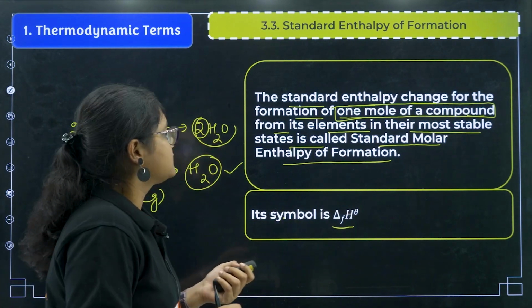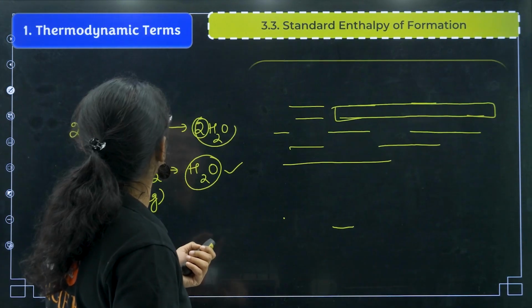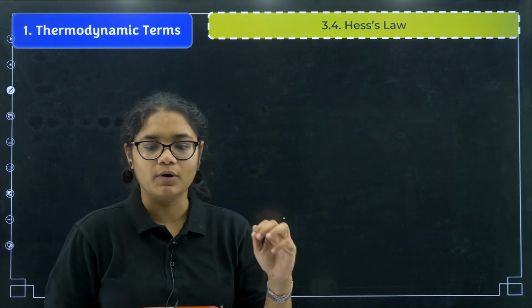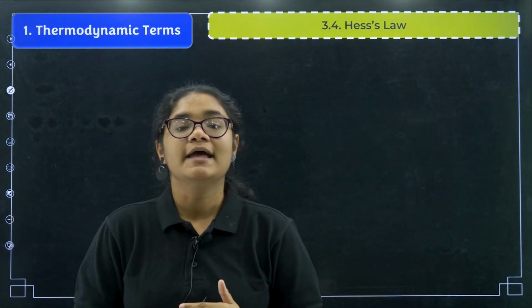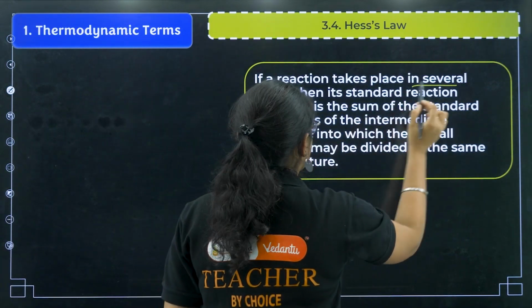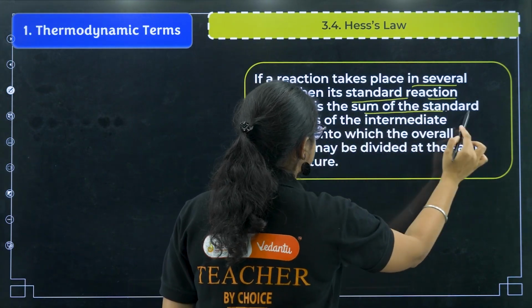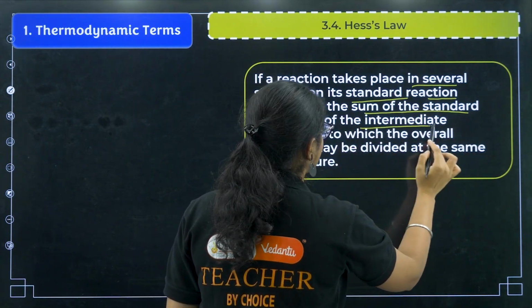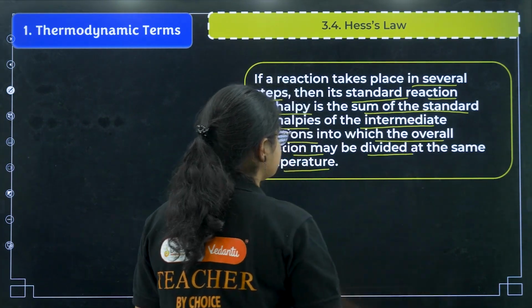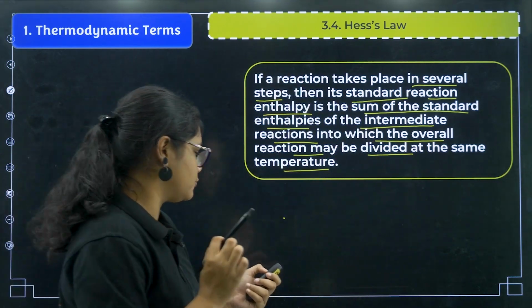Okay, next coming to, sorry, one second. Yeah, next we have Hess's law. Okay, what is Hess's law here? This is very important. Hess's law tells you that if a reaction takes place in several steps, then its standard reaction enthalpy is the sum of the standard enthalpies of the intermediate reactions into which the overall reaction may be divided at the same temperature. This definition is very lengthy, but we can easily understand through an example.